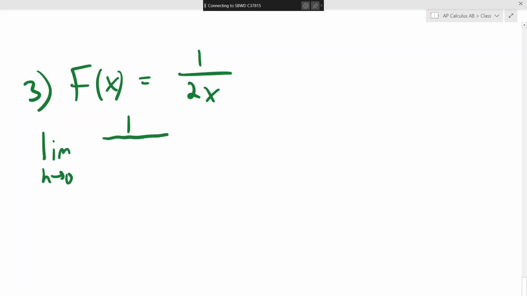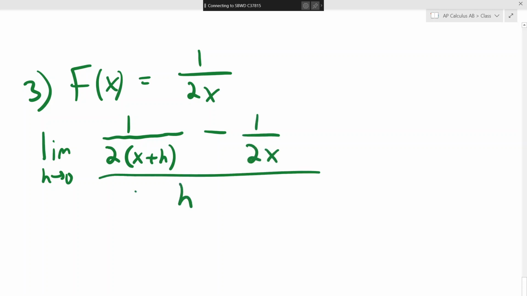Ready? I'm going to rewrite f of x, but everywhere I see an x, I'm putting an x plus h in parentheses. That's what that looks like. See what I did there? Very sneaky. I'm going to subtract from that f of x. That's just 1/2x. And it's all over, technically it's all over h because we're finding the slope there, right? But the h's always cancel, so you can just put an h there, friends. You can write that if you're really feeling it.